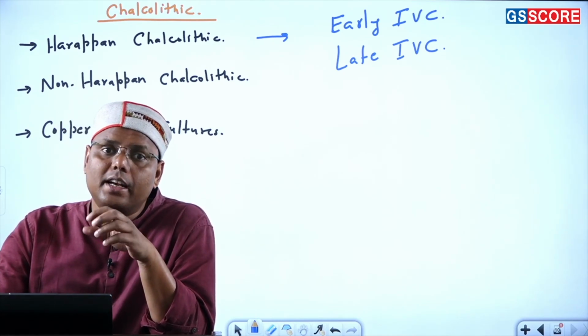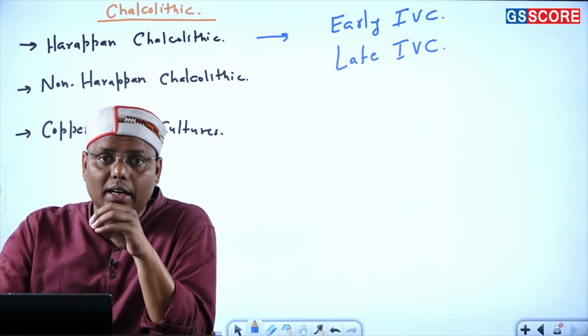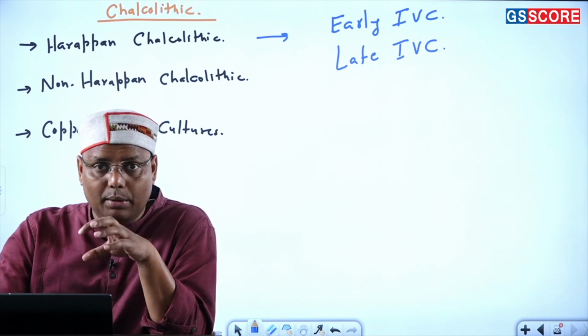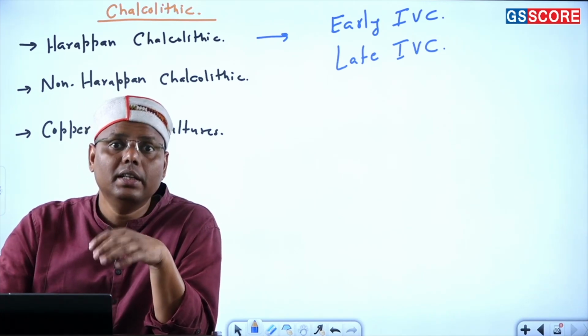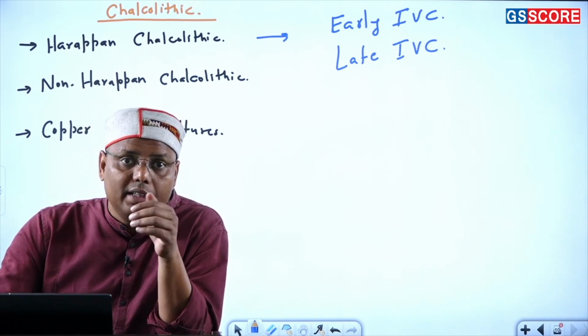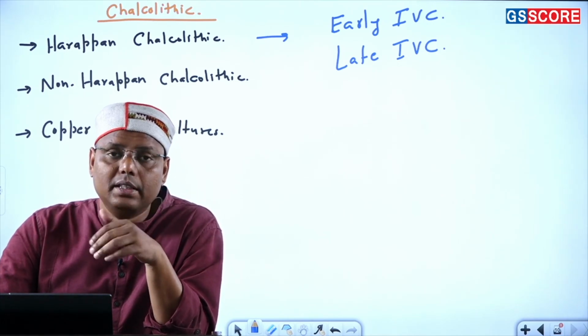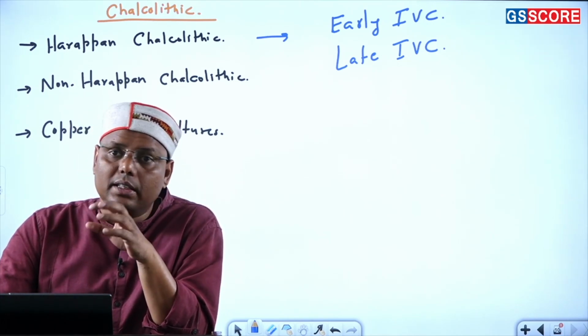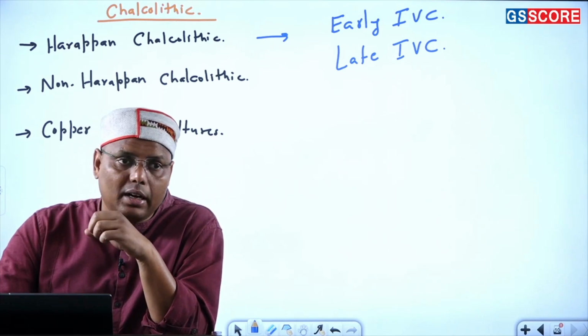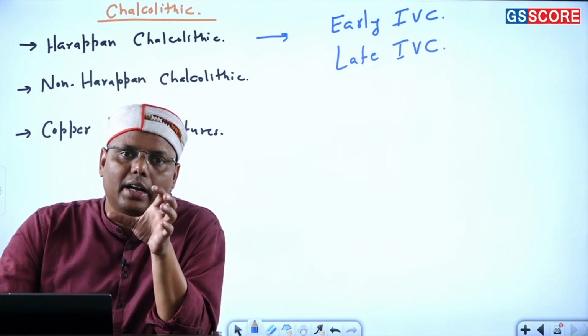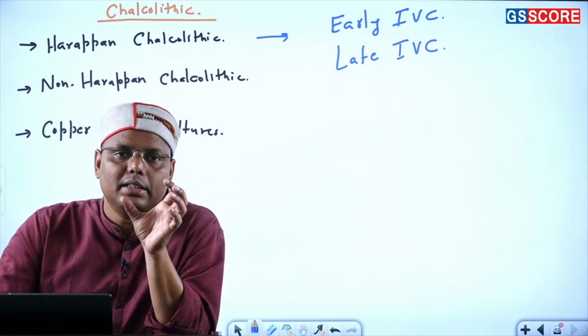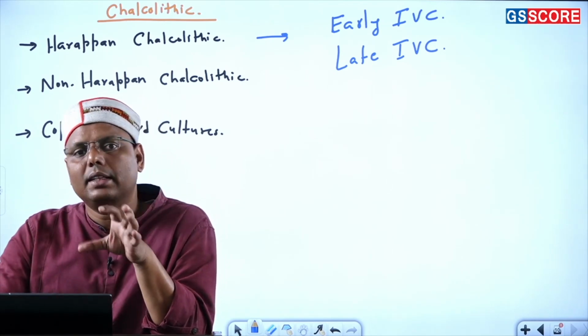But since the other name of this Chalcolithic culture, that is the early IVC, is so popular, because in terms of features it is very different from the Chalcolithic cultures you find in the western side of India, Maharashtra, Gujarat, and Madhya Pradesh, and even the other Chalcolithic cultures that you find in UP, Bihar, and Bengal region, that is how it has been called early IVC, because it was more suitable than any other name.